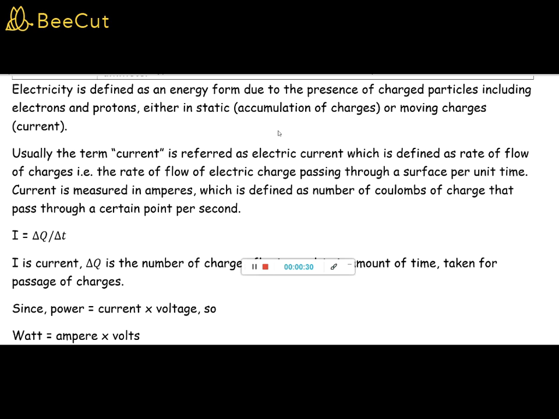You see, when charges are in motion, it is called current, and when they are static, it is some other field of physics that is usually known as electrostatics, right? So basically the current is defined as the rate of flow of electric charges, always divided by unit time, meaning how many charges flow through a specific area in unit time. So its formula is I equals delta Q by delta T.